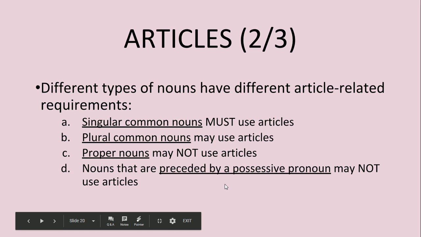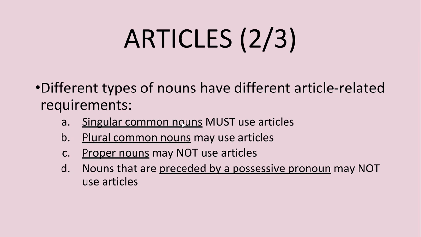So our first set of rules. Different categories or types of nouns have different requirements when it comes to articles. The first category, A here, is singular common nouns, and these nouns must use articles. It's not optional. I can't say, for example, James walked to park. No, you have to add a: James walked to a park, or the: James walked to the park, because park is a singular common noun.